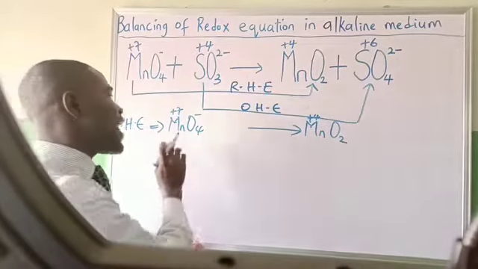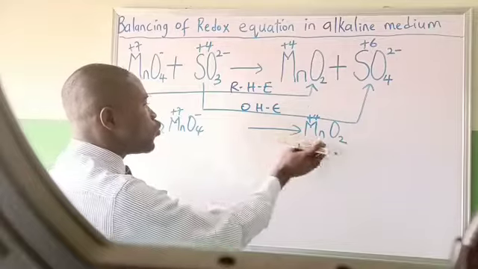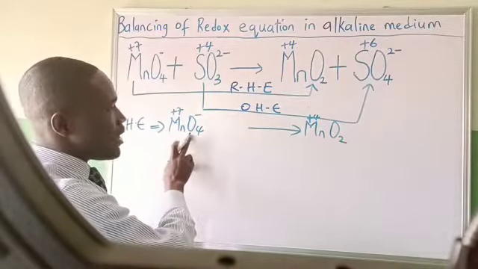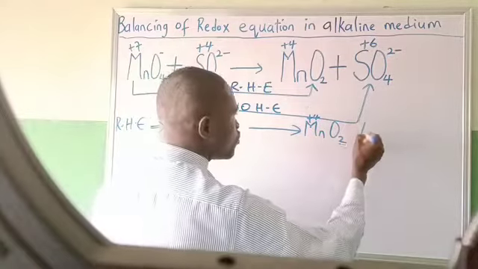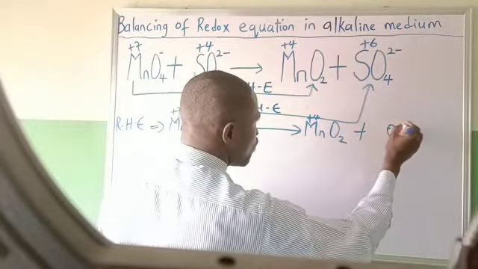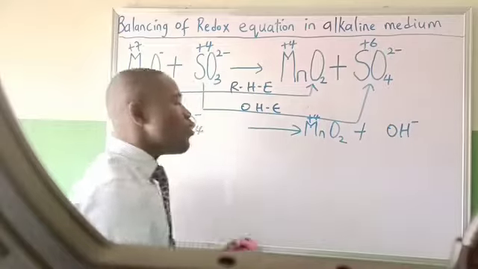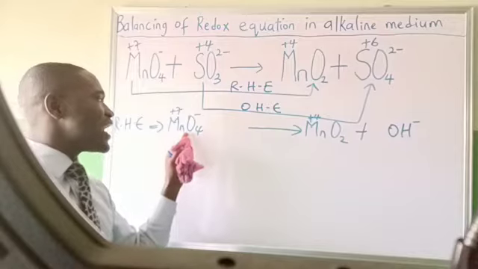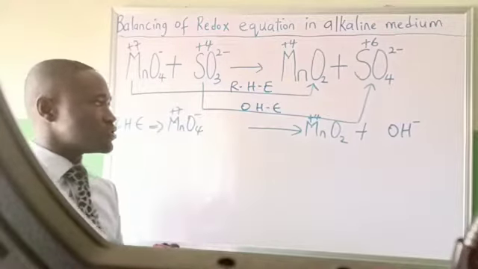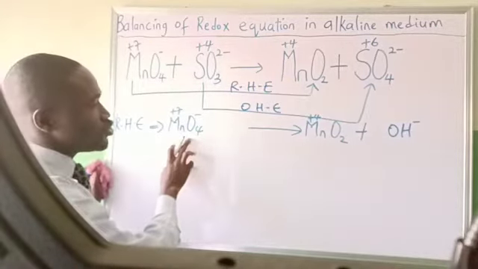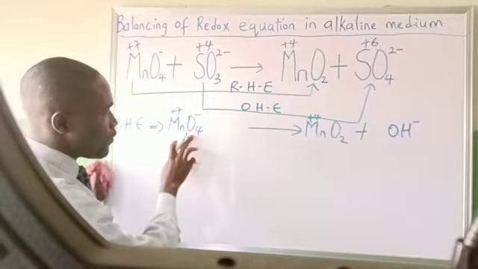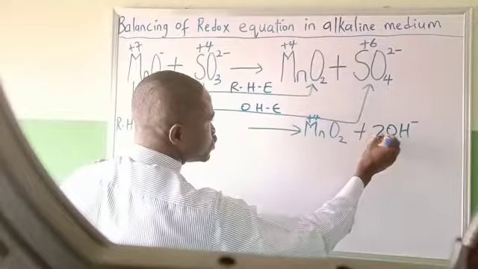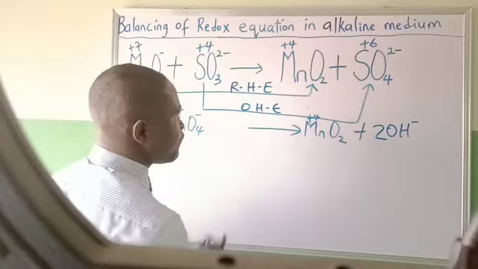You balance this by asking yourself, between these two, which one has higher oxygen? This has higher oxygen, and so we'll say plus what? OH. We will use OH ion to balance the side that has the higher number of oxygen. How many oxygen do you see here? This is 4. How many do you see here? This is 2. It means I will put only 2 oxygen to make oxygen 4.